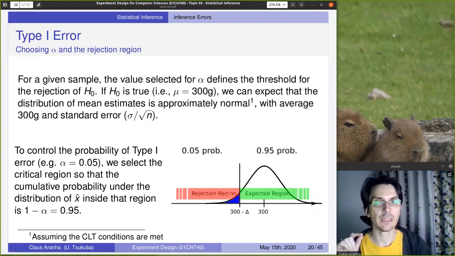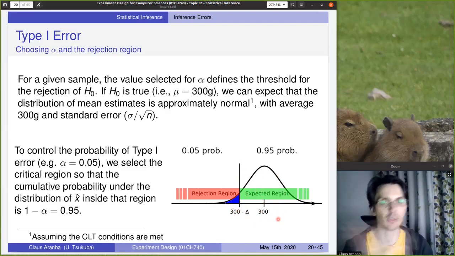this curve here is the distribution of sample means when the null hypothesis is true. So if the null hypothesis is true, our mean is 300 and there is a sigma. If we say that we accept a 0.05 chance of type 1 error, this means that the rejection region should be the region that covers only 5% of this normal curve. We can calculate this by using the percentile. So let's say that this is the 5% percentile of our normal curve for the null hypothesis.